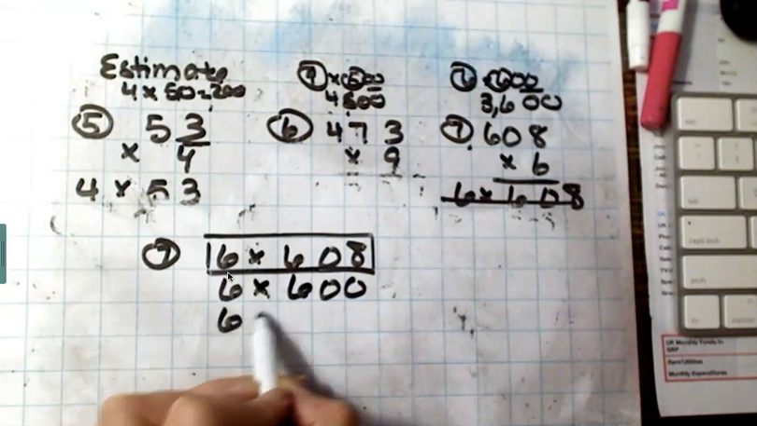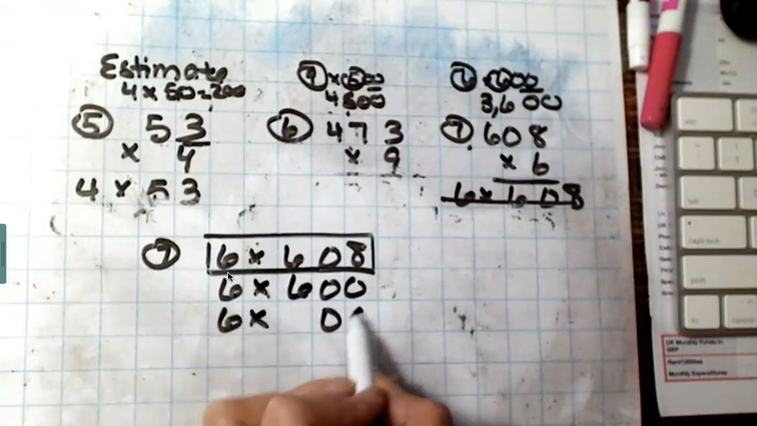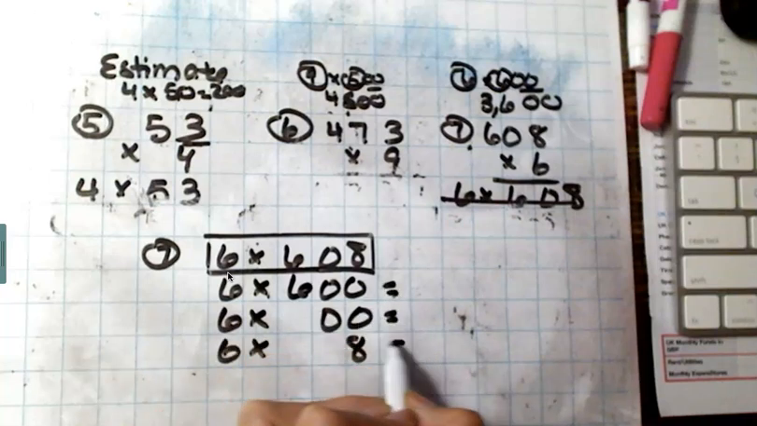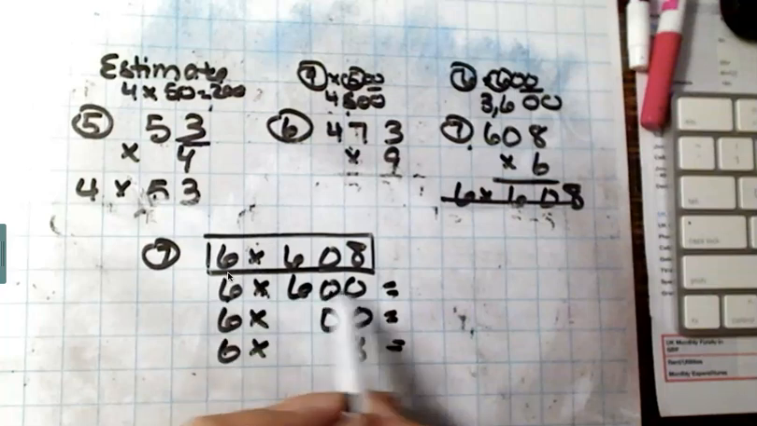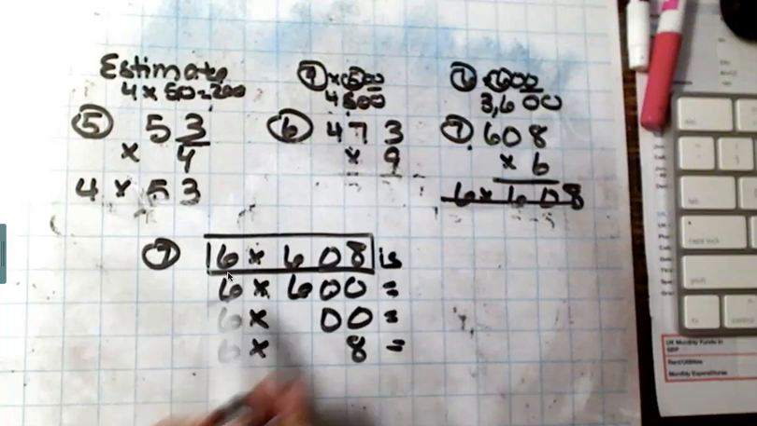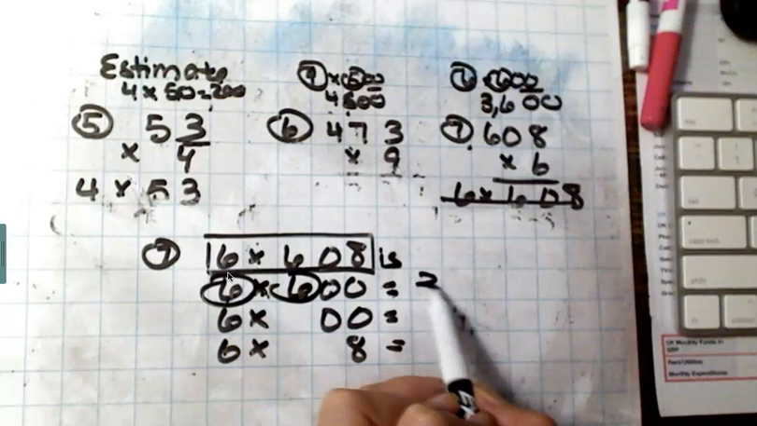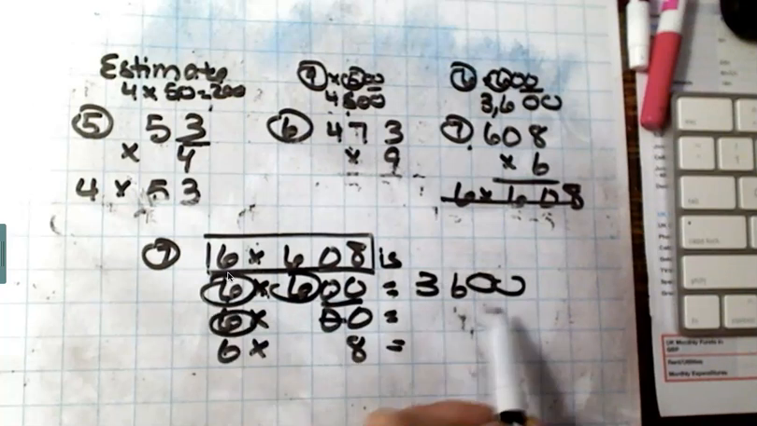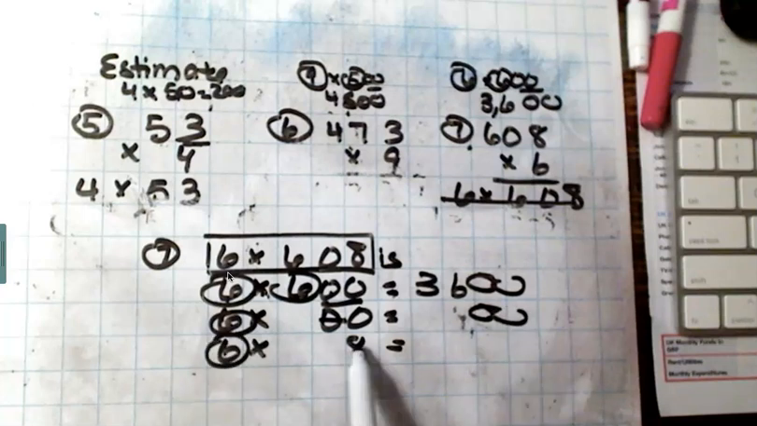600. 6 groups of what? Nothing. No 10s. 6 groups of 8 ones. Equal, equal, equal. Is. 6 groups of 600 is. Okay, 6 times 6 is what? 36. How many zeros? 2. 6 groups of nothing, 0. 6 groups of 8, ooh, do you know what it is?